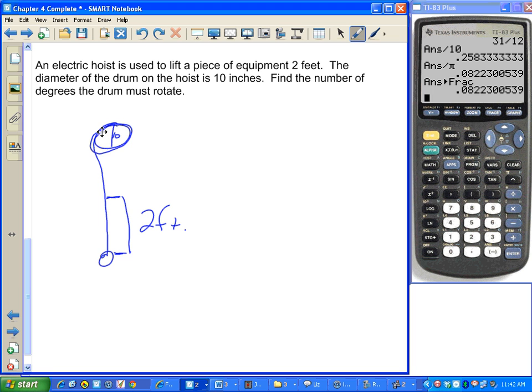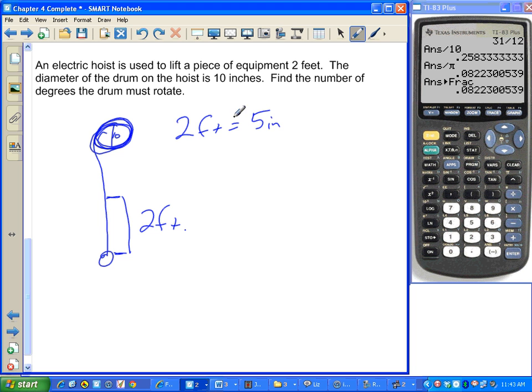So I need to figure out how many rotations it's going to take for me to get that. So I'm going to be winding up. I need to wind up 2 feet worth of chain on this, because if I wind 2 feet up, that's going to raise this by 2 feet. So 2 feet is really the arc length that I'm looking at. So 2 feet equals r theta. Since I have a 10-inch diameter, my r would be 5 inches.